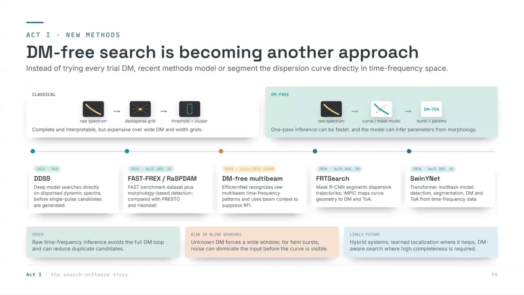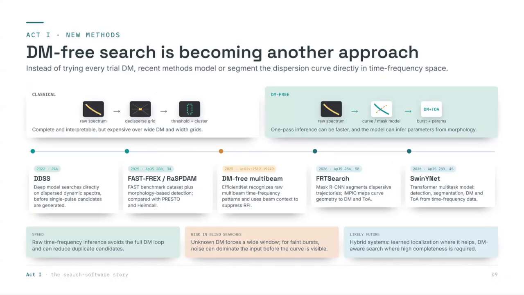There is also a more radical direction. Remove the full dispersion loop and search directly on the raw spectrum. This can save more time. Here we list some tools. RaSPDAM, the multi-beam EfficientNet, FRT search, and SwinVanNet are all moving in this direction. They recognize or segment the dispersion curve directly in the time-frequency image. Then they infer the parameters from its shape.